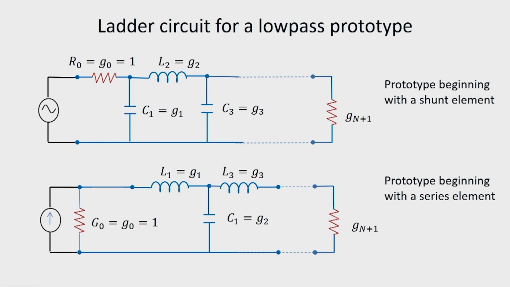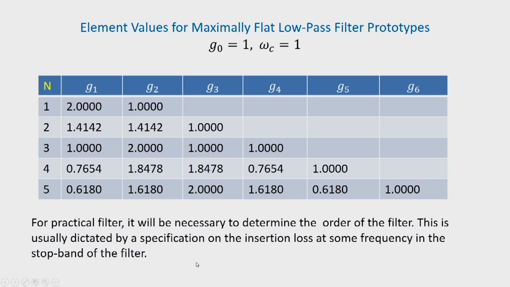for which the tabulated values for these G's, that means G can be either C or L depending upon the prototype. It can be a series element or it can be a shunt element, and the values of these G's are tabulated. So, this table shows the element values for a maximally flat low pass filter prototype with G naught equal to 1, omega c equal to 1.